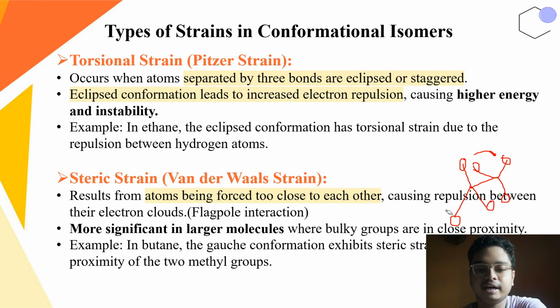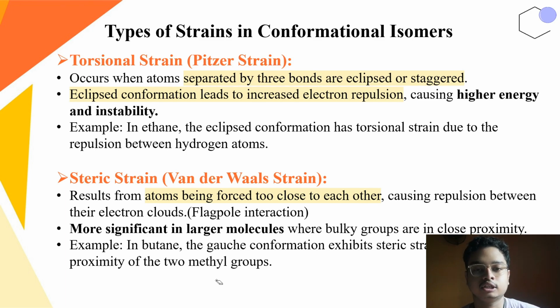Steric strain is also called van der Waals strain. If the groups present in the eclipsed position are big enough, then these atoms are forced close to one another, creating repulsion between their electron clouds, also known as flagpole interaction. This is more significant in larger molecules. For example, in butane, the gauche conformers exhibit steric strain due to the proximity of the two methyl groups. This example we will discuss in our next class, where I will show how the energy barrier changes while rotating the carbon-carbon single bond and changing the conformers from eclipsed to staggered to gauche.